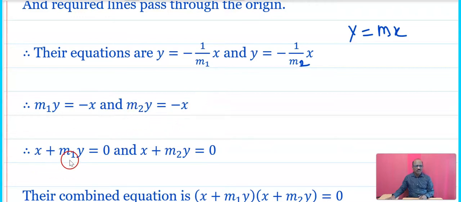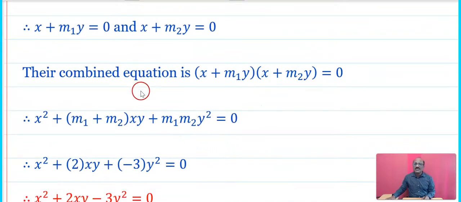Therefore x plus m1 y and x plus m2 y is equal to 0. Their combined equation is, in the first bracket x plus m1 y, in the second bracket x plus m2 y is equal to 0. Now the product: x into x you will get x square, x into m2 y and x into m1 y. Take xy as common, then in the bracket you will get m1 plus m2 into xy, and the product of these two, m1 into m2 into y square, is equal to 0.